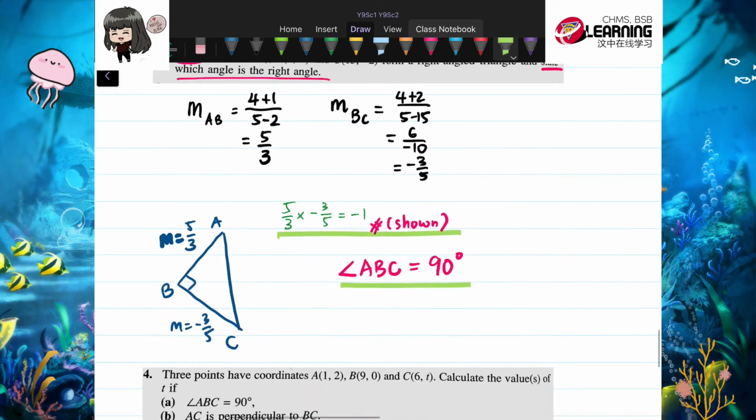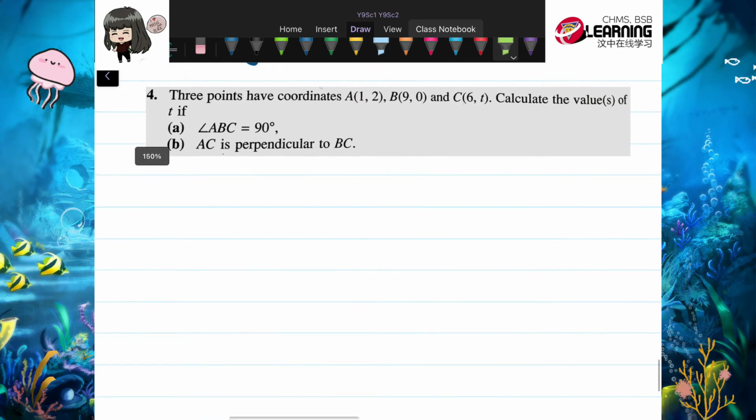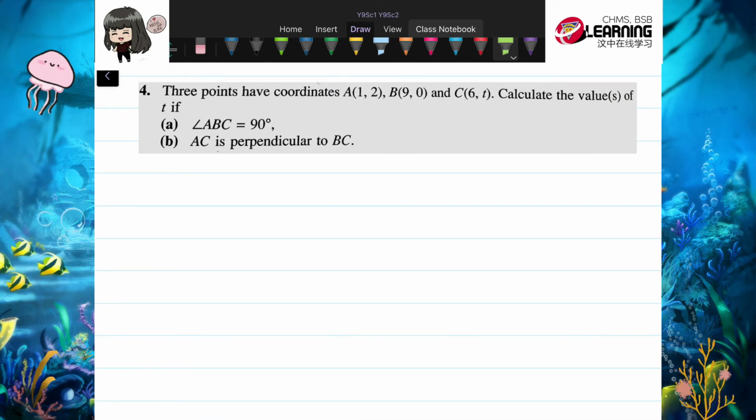Now let's look at question 4. Three points have coordinates A, B, and C. Calculate the values of t if angle ABC equals 90 degrees. Angle ABC equals 90 degrees, meaning you have ABC 90, so the gradient of AB and the gradient of BC are perpendicular to each other, and also it's a negative reciprocal.